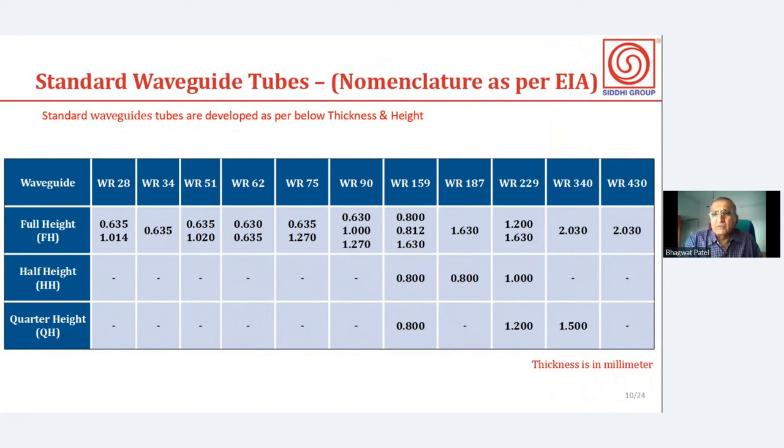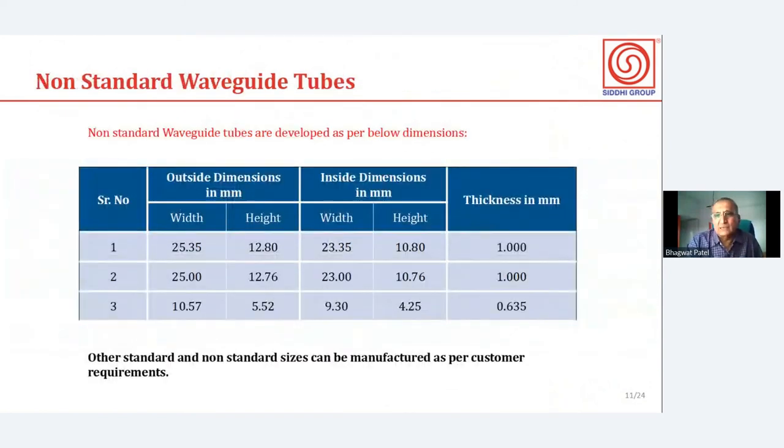We have also developed, and all these thicknesses indicated are in millimeters, because we used to work to a higher standard. As per the higher standard, these are all developed in millimeters, and these millimeters are converted from the inch sizes. So up to 3 digits, we have to indicate the dimensions.